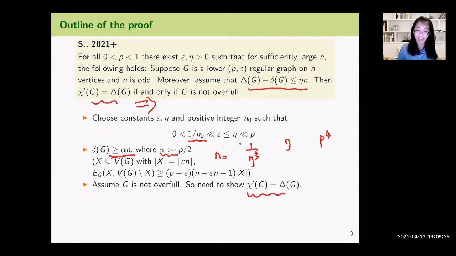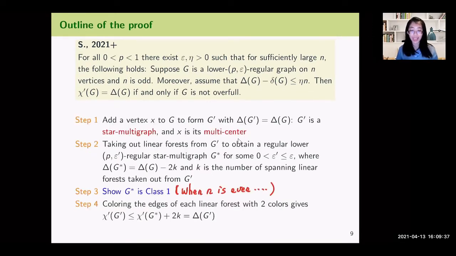To do the proof, because the graph only has an odd number of vertices, which is not nice to work with, for the first step I will add a new vertex X to the graph, and some edges, to get a new graph G prime. For this new graph G prime, I require it to have the same maximum degree. I call this G prime a star multigraph, and I call X the multi-center, because all the multiple edges are between X and the remaining part. Then in step 2, we will take out linear forests, which just means vertex disjoint paths, from G prime to obtain a regular lower p epsilon prime regular star multigraph G star. Here epsilon prime is about the square root of eta, something like that.